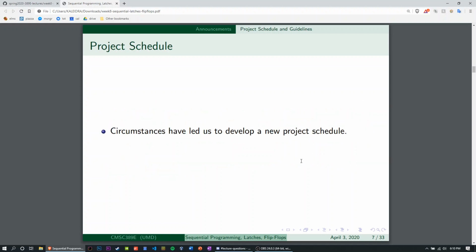So moving on, project schedule. Again, circumstances have led us to develop a new project schedule. Ashwath and I talked about that yesterday. I think we're removing one project from the total, just so we can make the workload more manageable for you guys. I have some dates. I can just read them off.